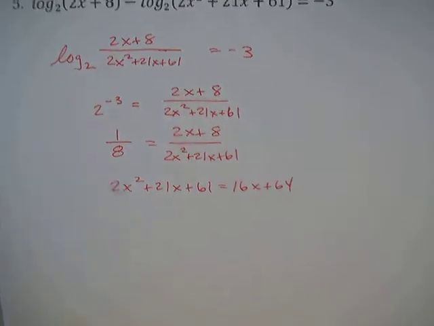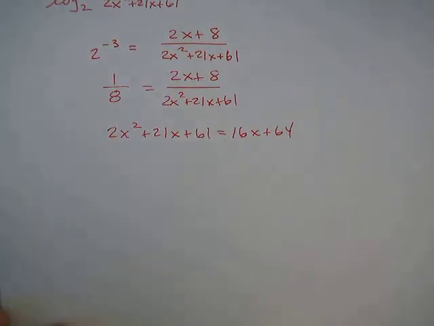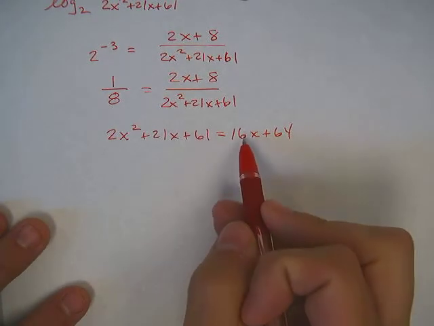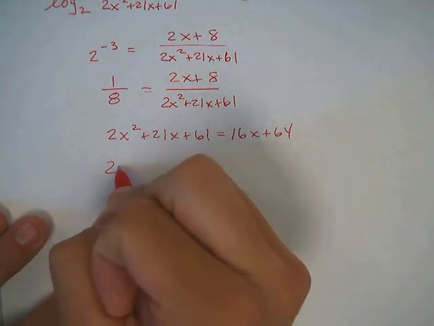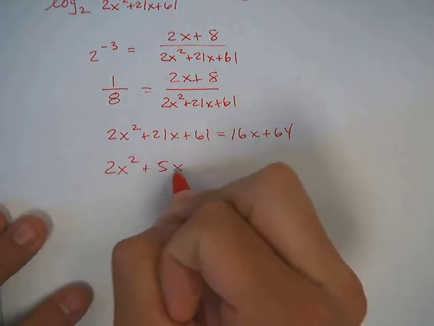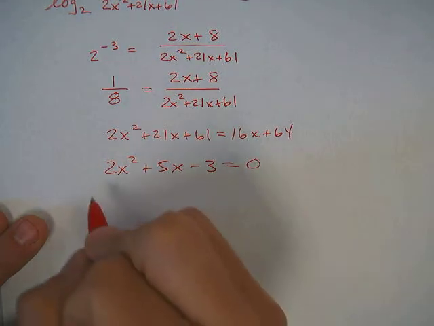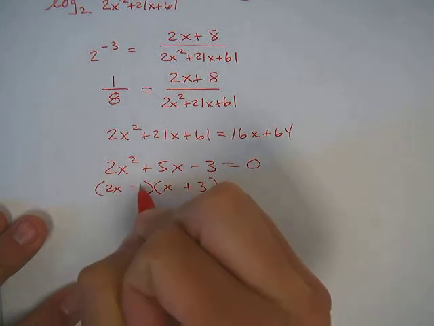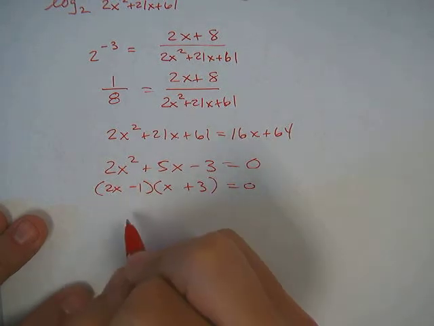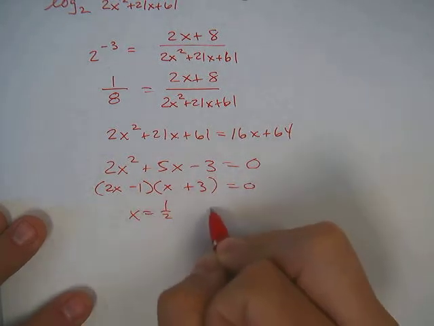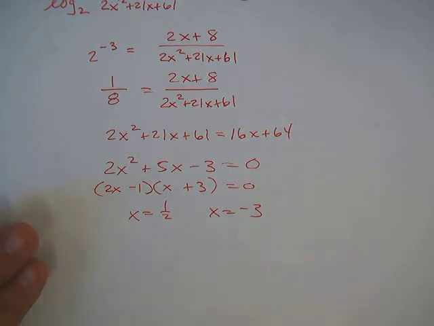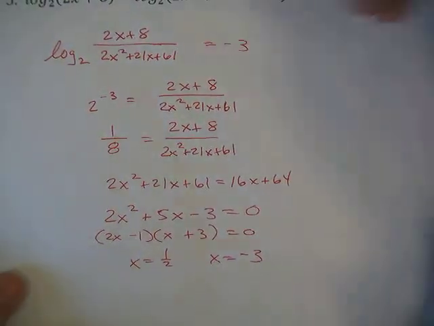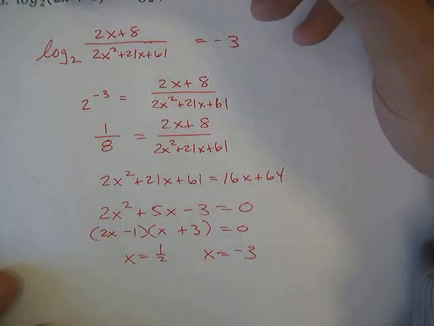So I would cross multiply. We get 16x plus 64 right here. And hopefully you know what to do the rest of the way. We're going to move everything to one side, and hopefully we can factor, but if we can't factor, maybe we'd do the quadratic formula or something. So if I subtract 16x over and 64 over, I get 2x squared plus 5x minus 3. And that feels like it should factor, and I believe it does. So 2x and x, I would do plus 3, minus 1. So this would lead me to x equals 1/2 and x equals negative 3.